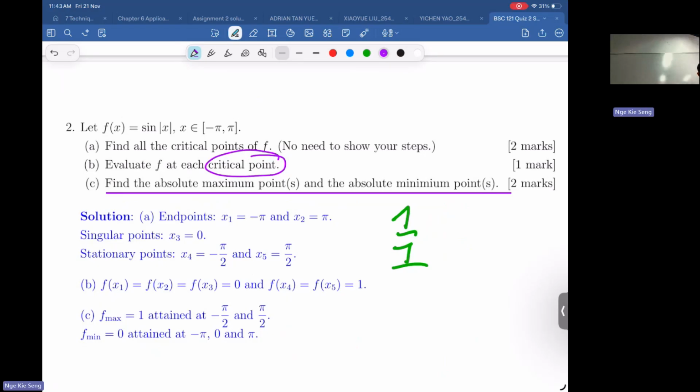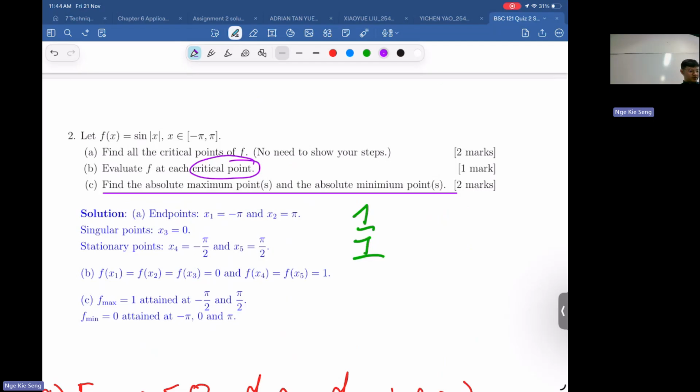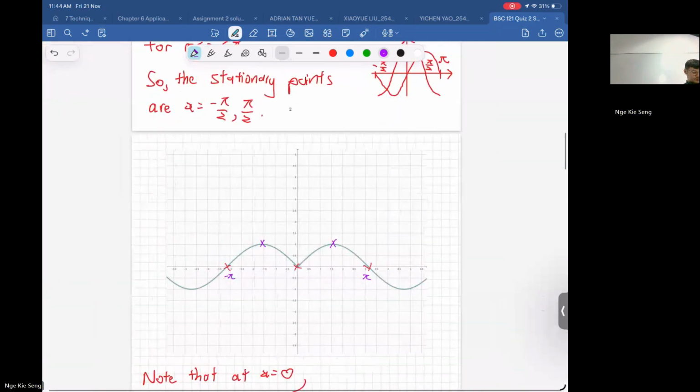If you miss the endpoint, we will take away 1 mark for 2A. So for those who got 19 marks, maybe it is because of this. You are missing a point to check.